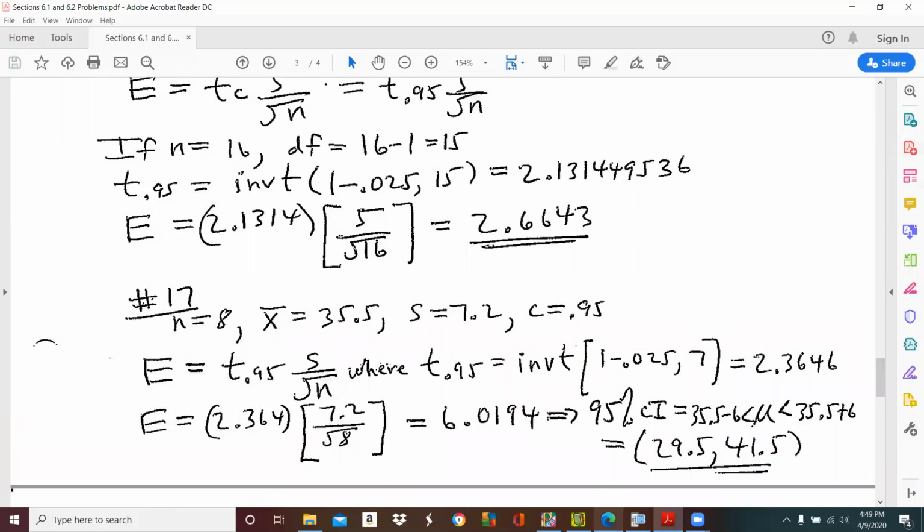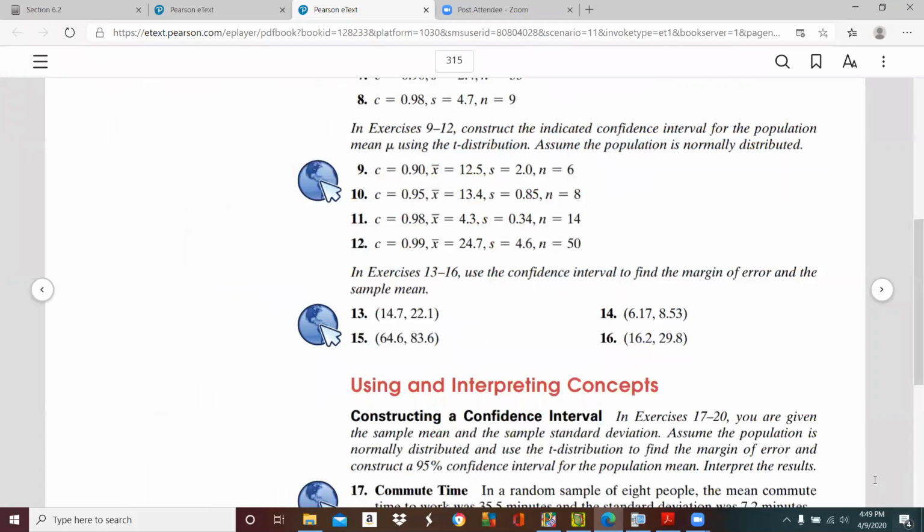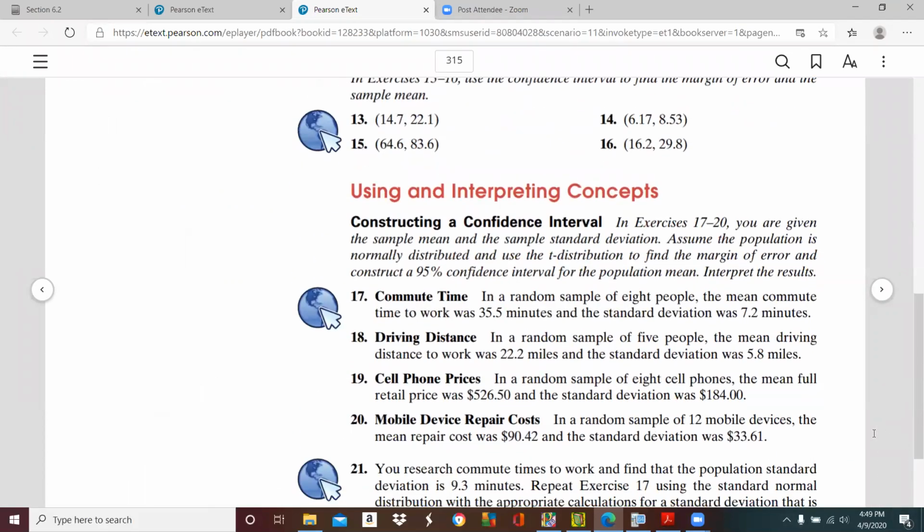Let's look at number 17 on the same page. They're actually doing an example here of a confidence interval. It says assume the population is normally distributed. Well, problem 17 says a random sample of 8 people. That's much less than 30, so the only way the sampling distribution is normal is if the population is normal, and it is. So we're good. It says in a sample of 8 people, the mean commute time is 34.5 minutes, and the standard deviation is 7.2 minutes.